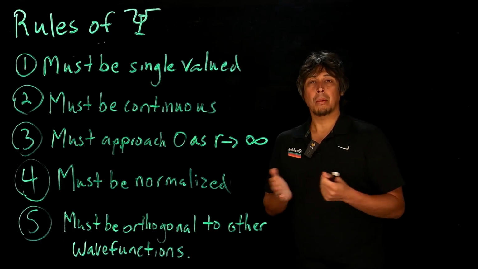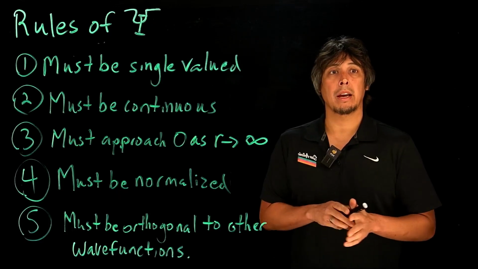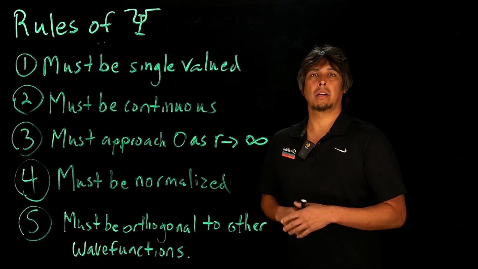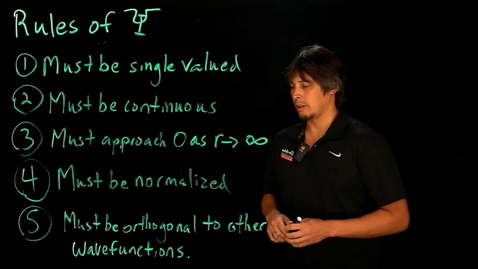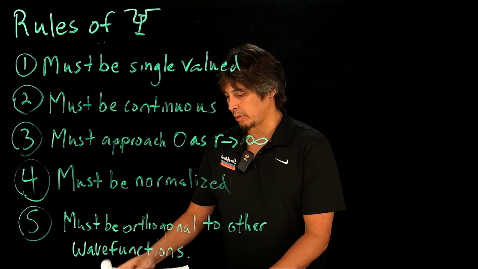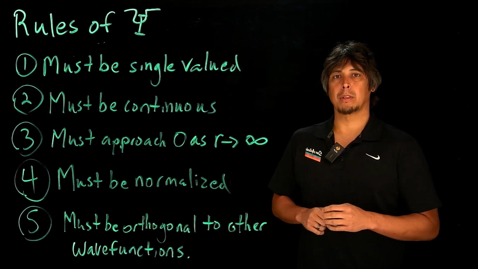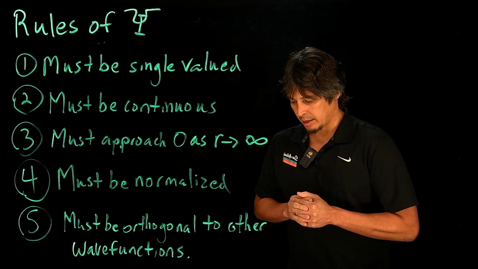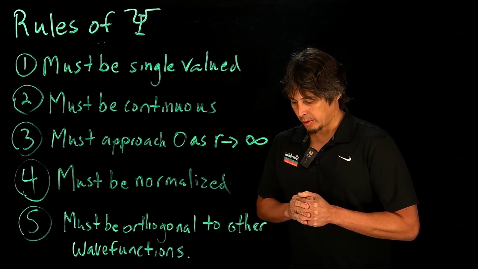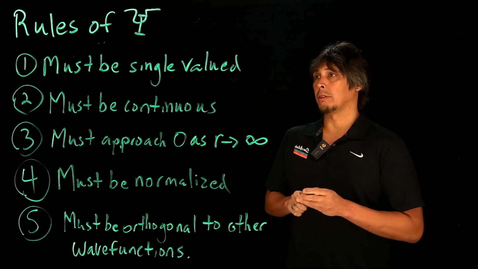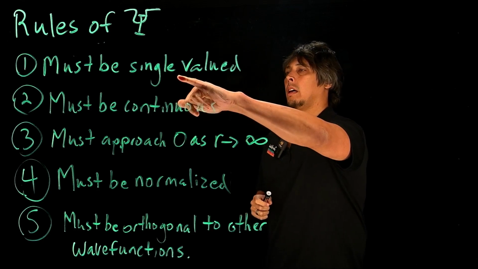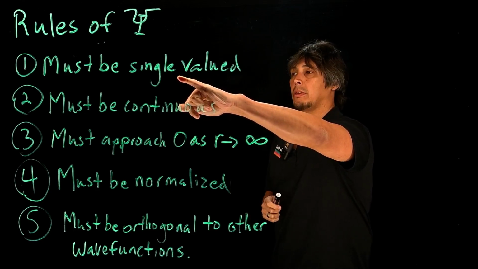Okay, so there are some properties that the wave function must have in order to be valid to be used for Schrodinger's equation in order to describe the electron distribution. Okay, and so the first one is that the wave function must be single valued.